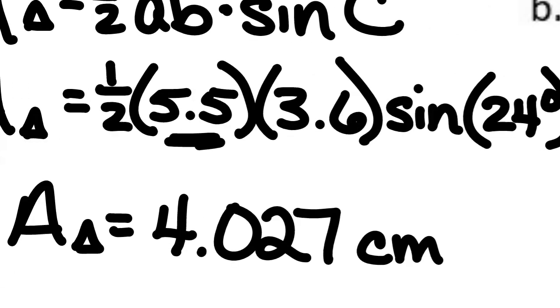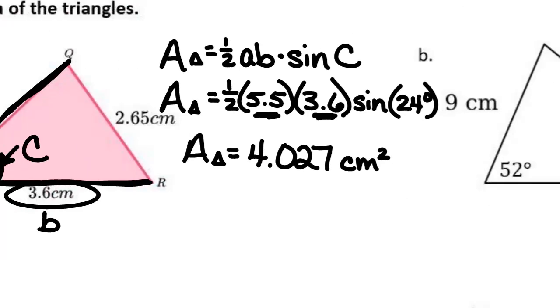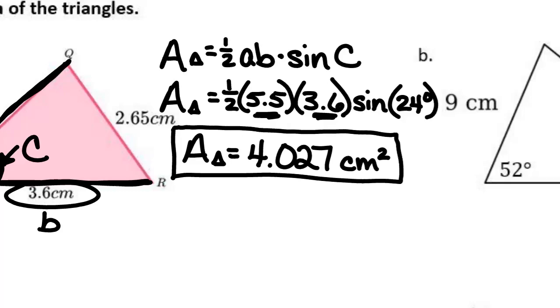The 5.5 was centimeters. The 3.6 was also centimeters, and I'm timesing them together. What do we call it when I take something and times it by itself? Squared. So this would be centimeters squared. Area will always have squared units with it.